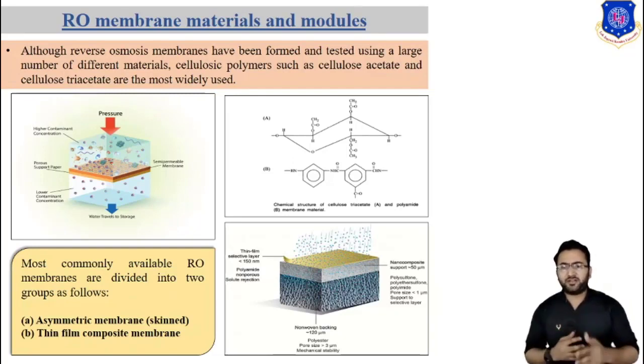This membrane is generally made by interfacial polymerization, a process in which a highly porous membrane, usually polysulfone, is coated with an aqueous solution of polymer or monomer and reacted with a cross-linking agent in a non-aqueous solvent. Two composite membranes are now commercially available.